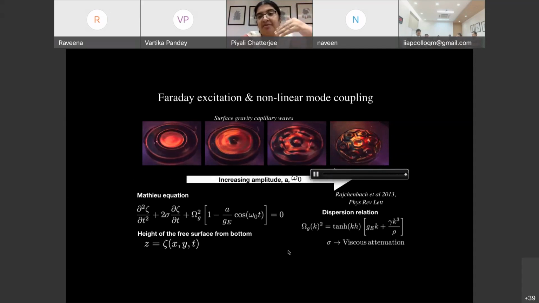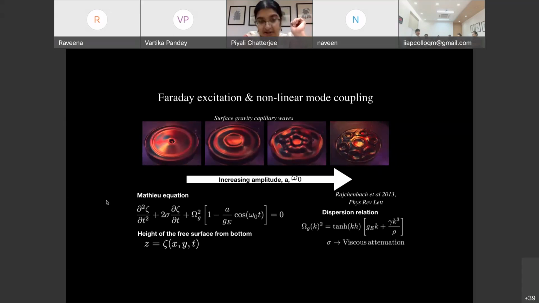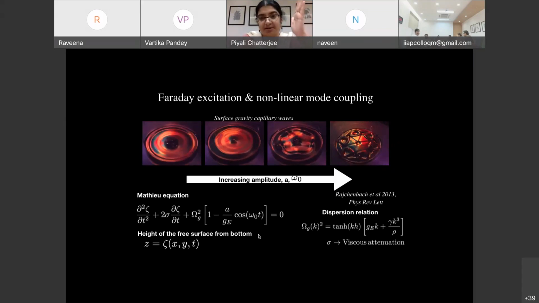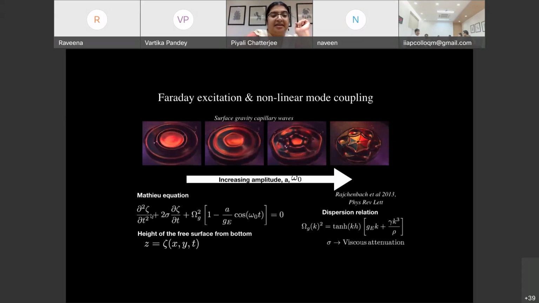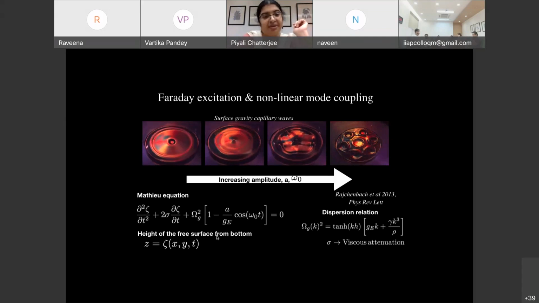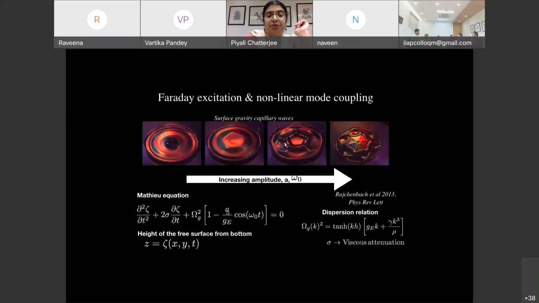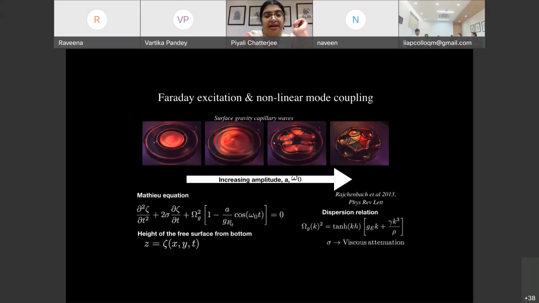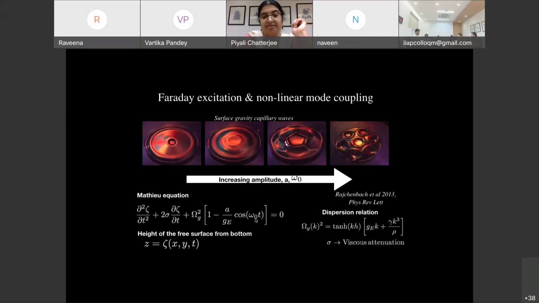This kind of behavior can be explained by a well-known mathematical equation known as the damped Mathieu equation, which I also show here. This is a very simple second order equation in time, where zeta is giving the height of the free surface from a reference point. And then you also have this forcing, which is the ratio of the amplitude of the acceleration scaled by the gravity. And then you also have this cos(ω0 t), where ω0, remember, is the driving frequency.